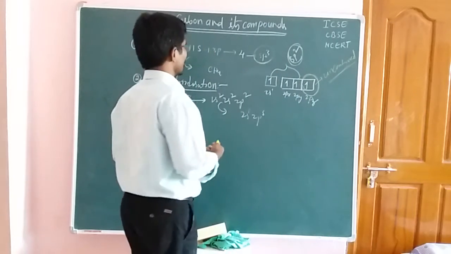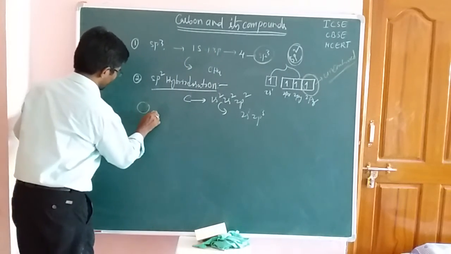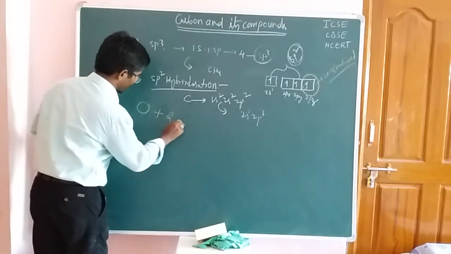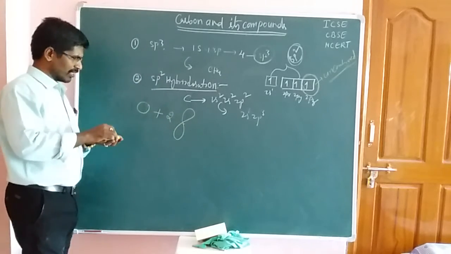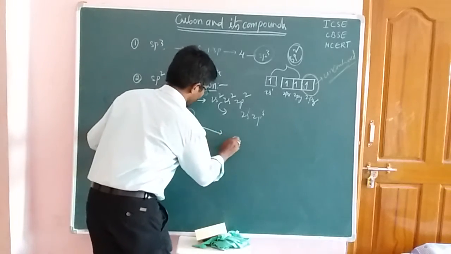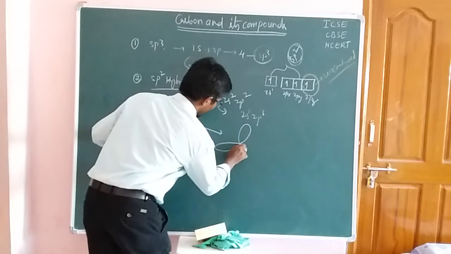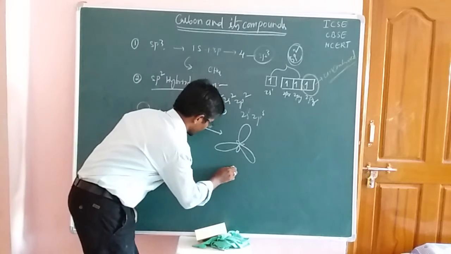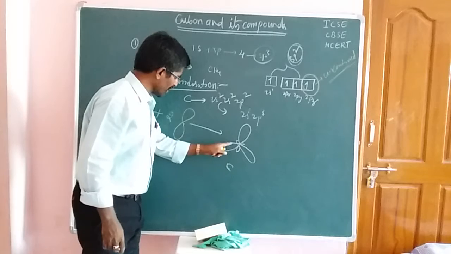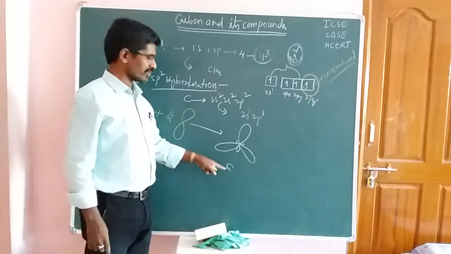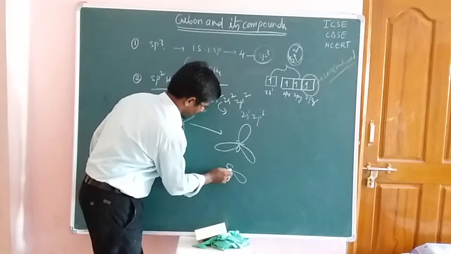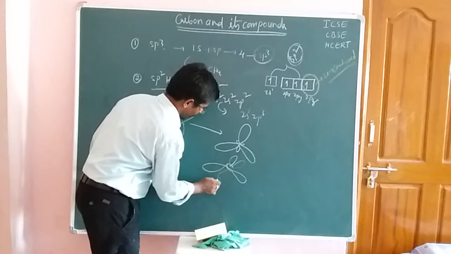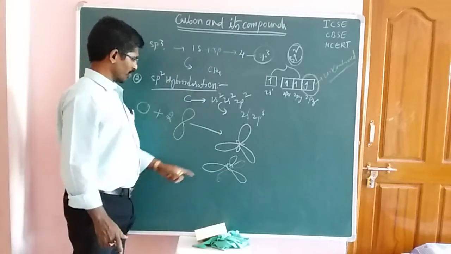After forming, the shape of the s orbital is spherical, and the shape of the p orbital is dumbbell. By this combination, this type of hybridized orbital is formed. These are the hybridized orbitals of the carbon element. This is one hybridized orbital, here is another hybridized orbital, and this is also a hybridized orbital. But here it has one pure p orbital, okay students, one pure p orbital.